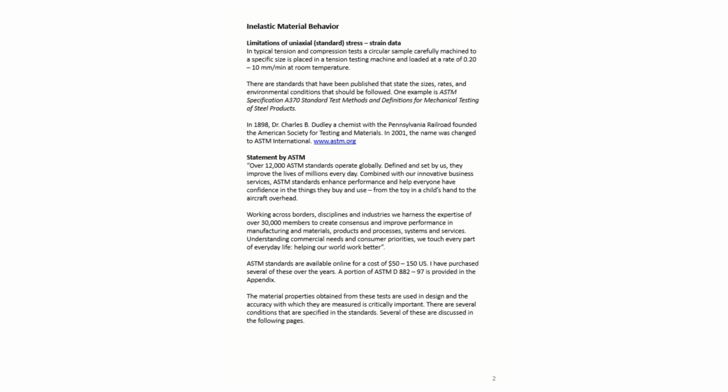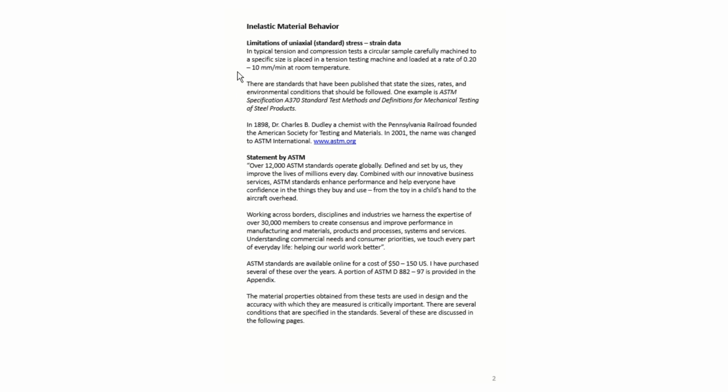To start with, we're going to talk about inelastic material behavior and review a few concepts that you've seen earlier, but we'll refresh these ideas so that we understand what's going on with plastic deformation. Here it talks about the limitations of a uniaxial standard stress strain data or test. This would be a tensile test in a machine where we're simply pulling on the test specimen to get a stress strain curve or a load deflection curve, and then extract the modulus of elasticity, yield strength, and so forth.